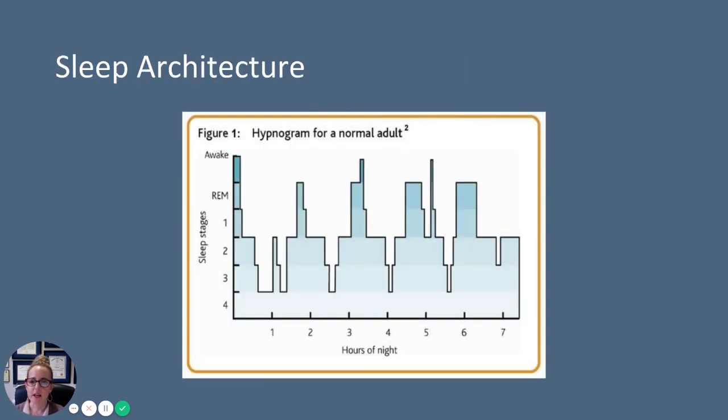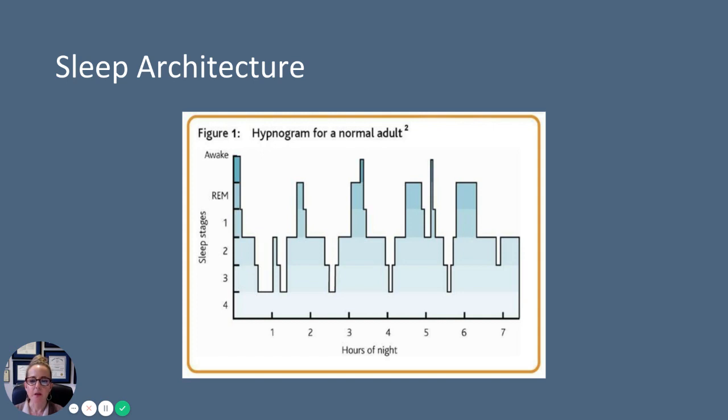Another interesting thing about sleep, and a lot of you have probably heard about this, is that there is an architecture to sleep. There are different stages of sleep. This is a hypnogram for an adult, basically just showing you somebody as they go through the night, what stage of sleep they are in. So you see on this figure, awake is at the top. REM is rapid eye movement sleep. You probably heard a lot about that. That's when we're thought to be dreaming.